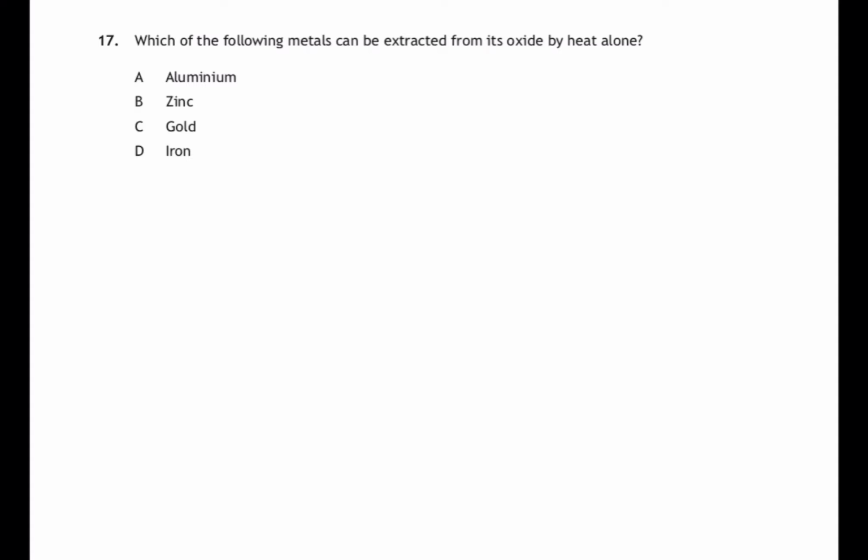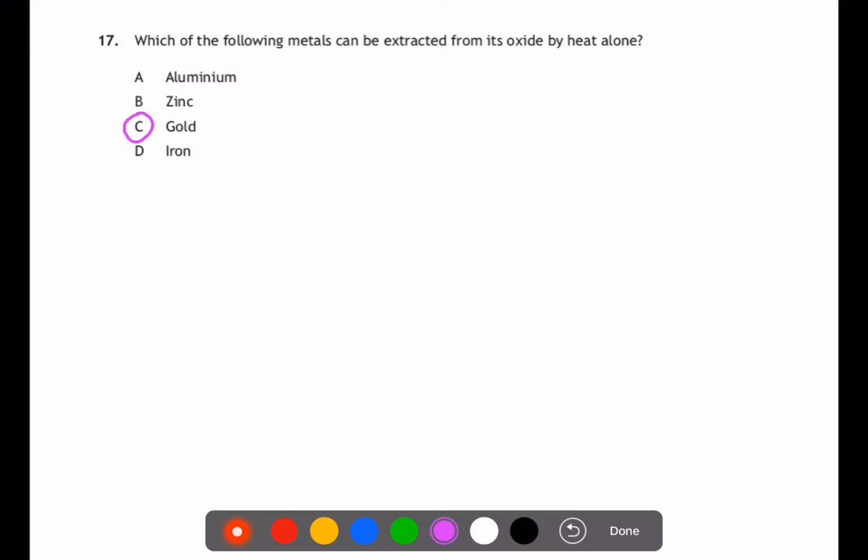For question 17, you'll need your data book. Which of the following metals can be extracted from its oxide by heat alone? For this, we need to find the least reactive metal, which will be found near the bottom of the reactivity series, and is gold.